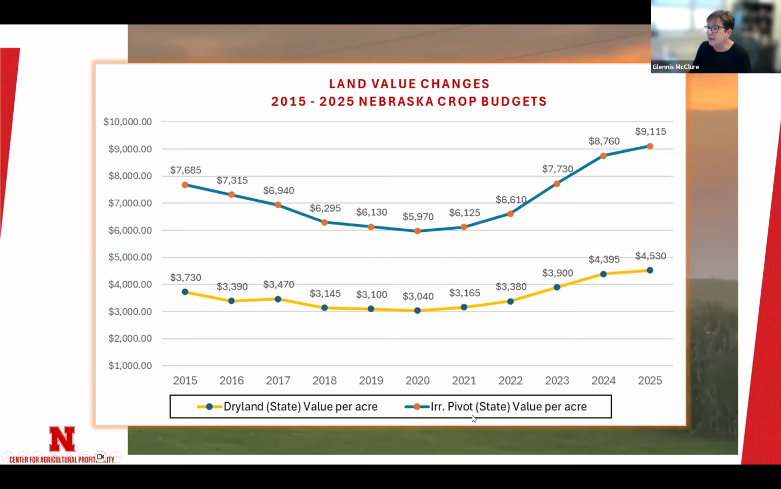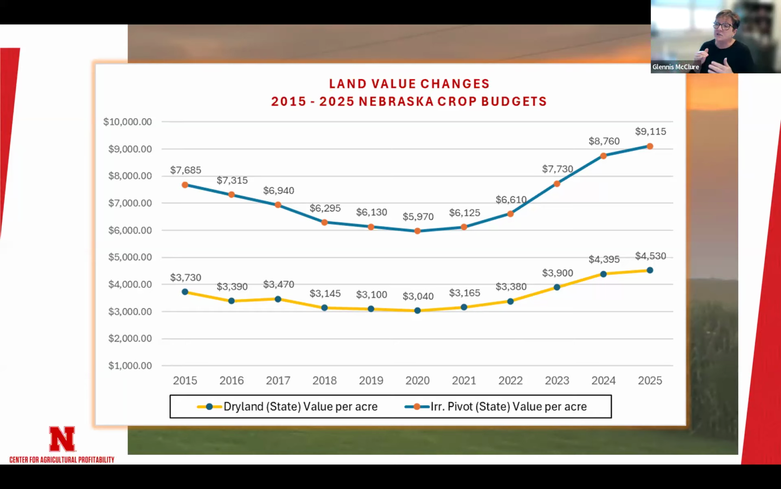So this is an irrigated pivot value that we've used from the Nebraska Farm Real Estate Report that the University Extension puts out, and then our dry land value. And you can see what we've used in those budgets for those figures and how that's changed and where we are in the 2025 timeframe with those. So that hopefully gives you some background of what some of the key points are, what we put into our budget.